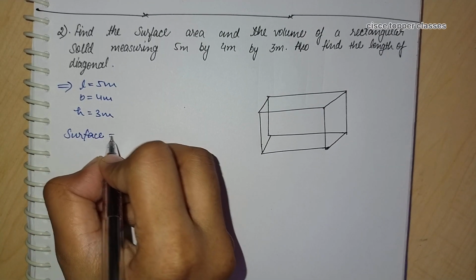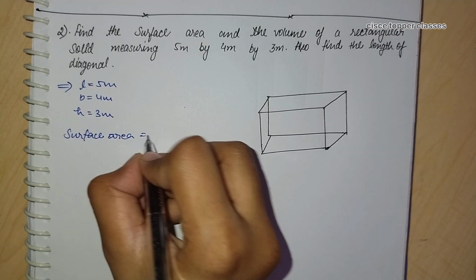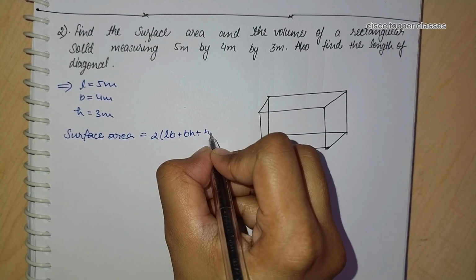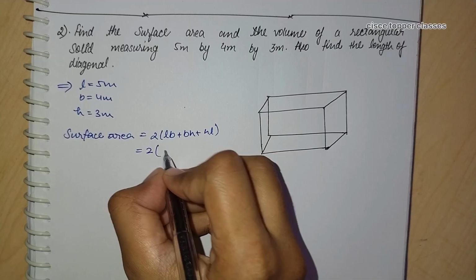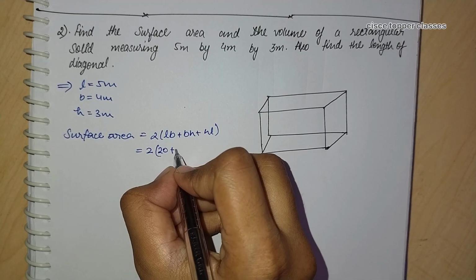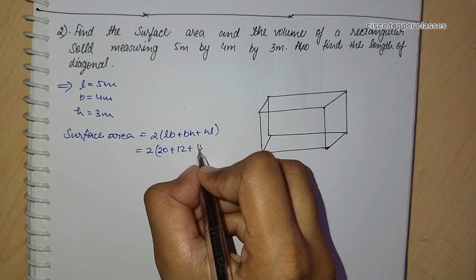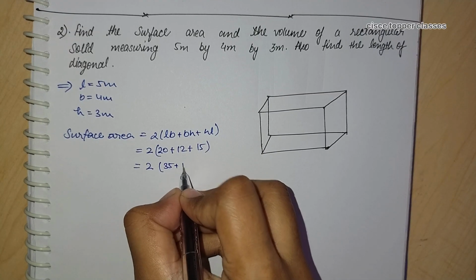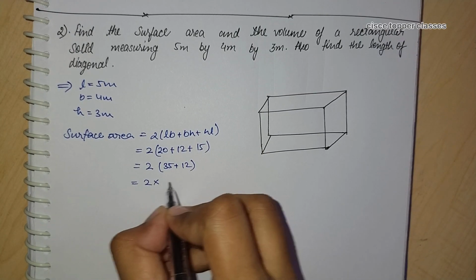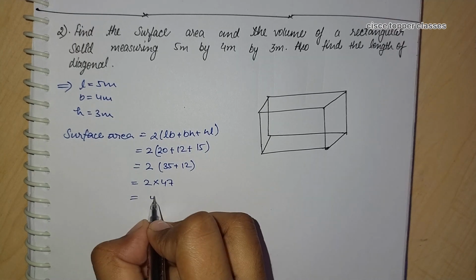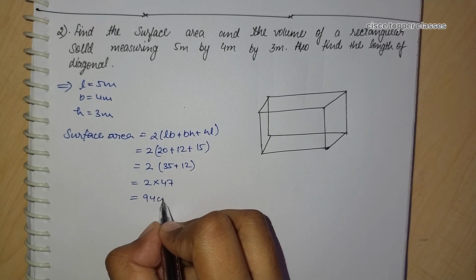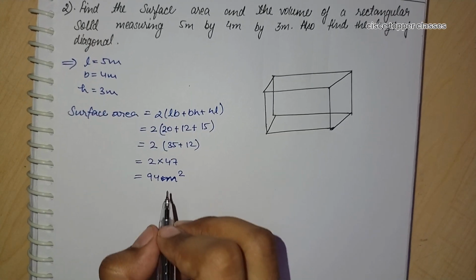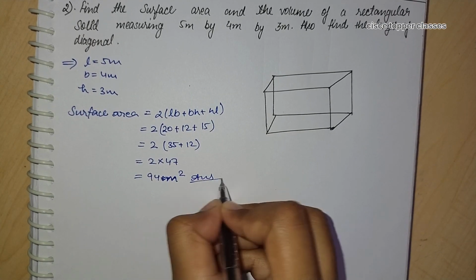We know the formula for the surface area of this as 2 times (length into breadth plus breadth into height plus height into length). So this will be 2 into (20 plus 12 plus 15). So this will be 2 into 47, which is 94 meter square. Sorry, meter square is the answer here of the first part, means surface area.